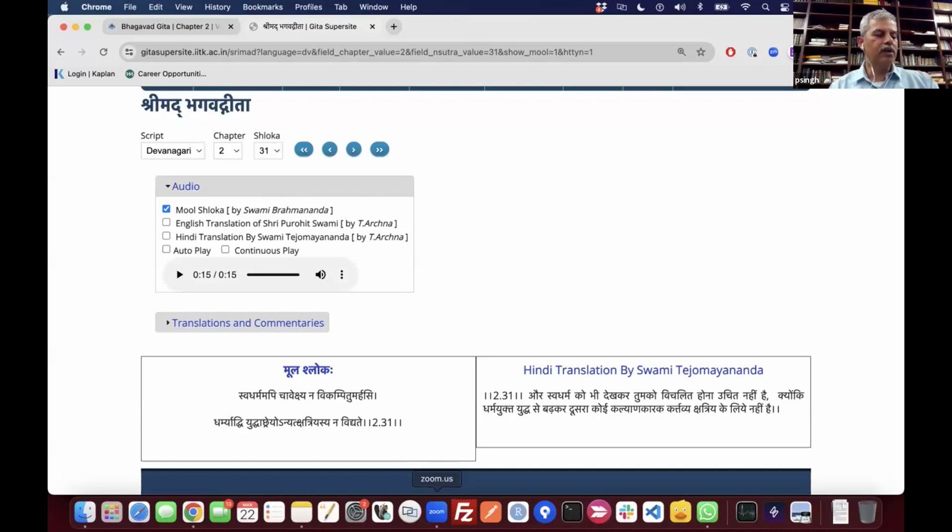So now the third logic. If you think of your Swadharma, Bharata, then you will realize that there is no greater dharma for a warrior than being in a yuddha, in a battle. The Kshatriya's ideal is to find a cause for which he can die in a battle.